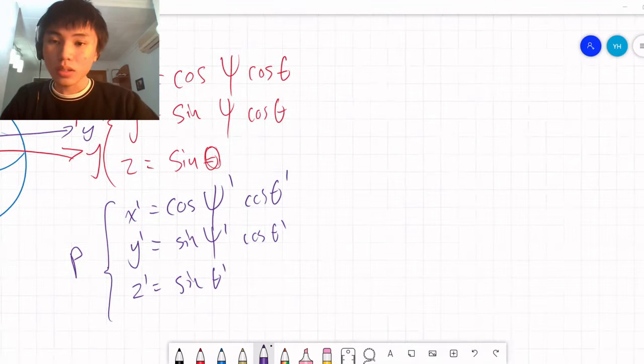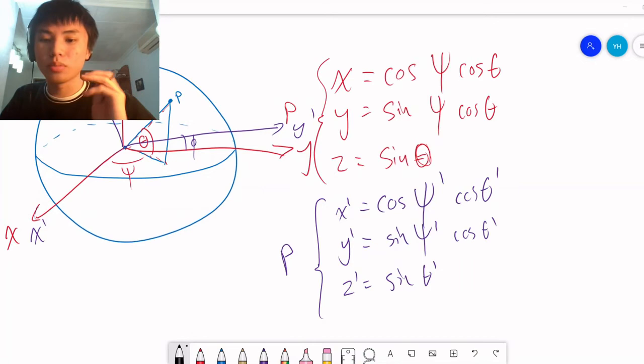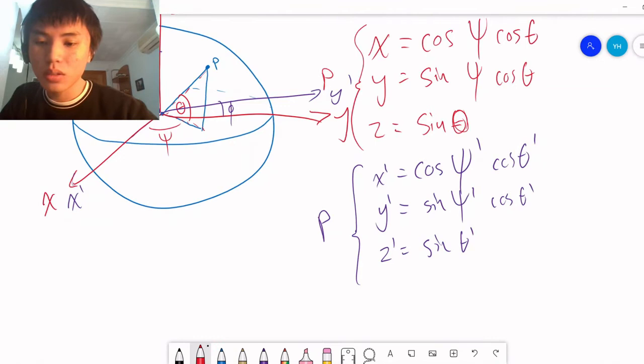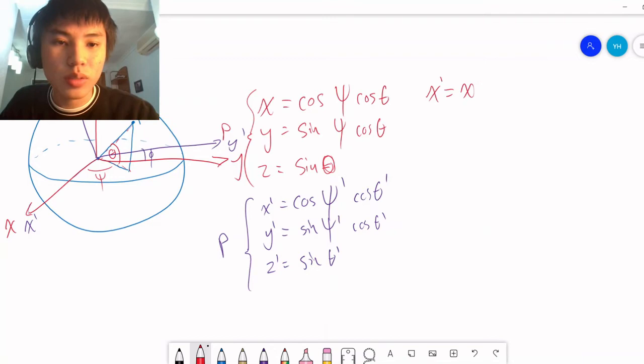Now, let's try to combine these. Let's try to first express x in terms of x prime, y in terms of y prime, and z in terms of z prime. Now, obviously, I'll write it over here, after zooming out a bit. Obviously, we have x is equal to x prime. And x prime is equal to x. How do we find y prime?